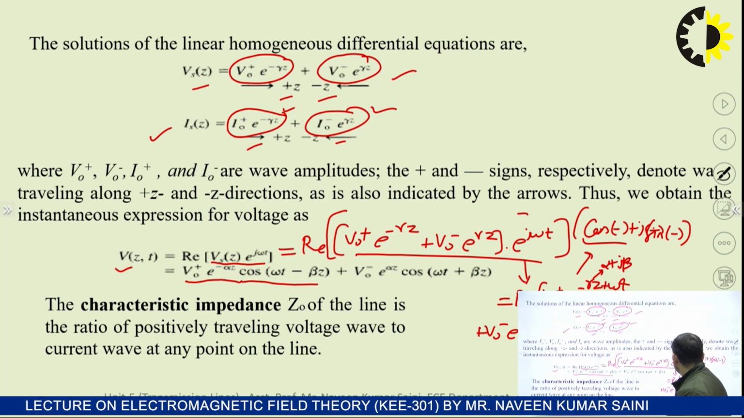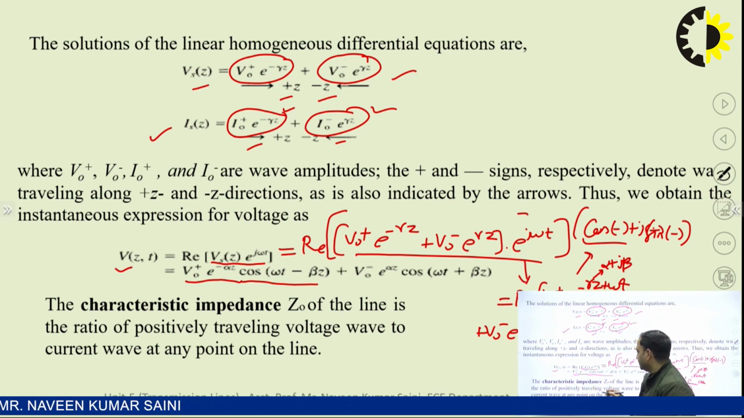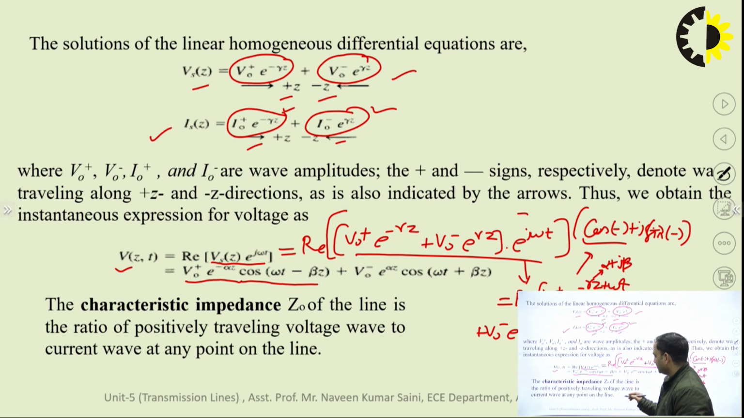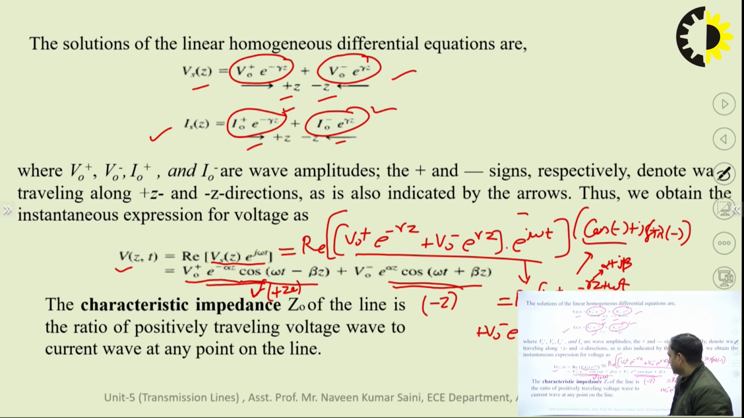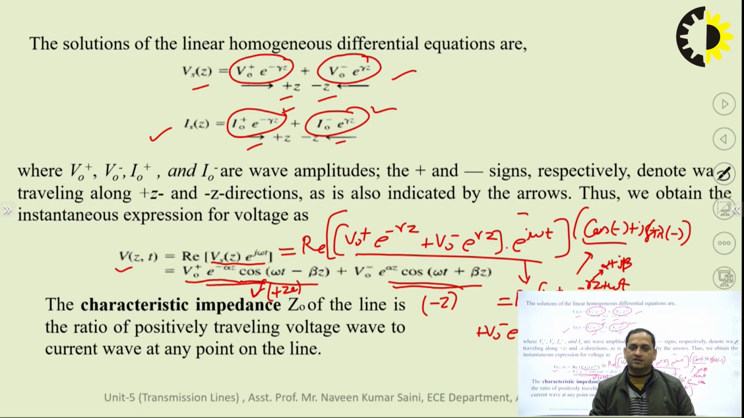So after rearranging this equation, we have to consider the real part and imaginary part. The real part will be e to the power minus alpha z cosine (omega t minus beta z), and this is cosine (omega t plus beta z). So this section represents the wave propagating in the plus z direction. This section represents the wave propagating in the minus z direction. So when the wave propagates in the plus z direction and is reflected back in the minus z direction, standing waves will be generated.